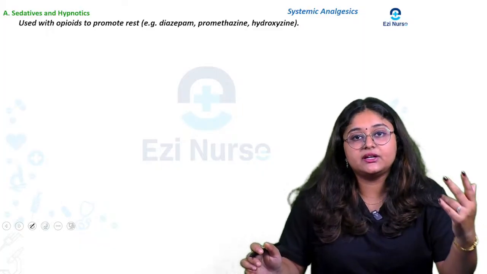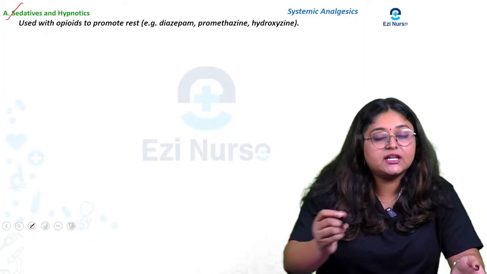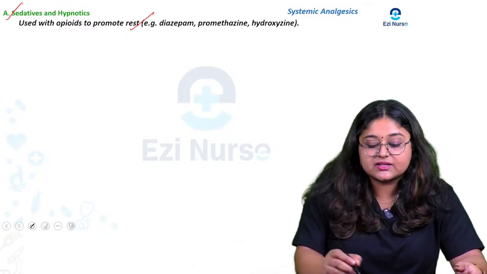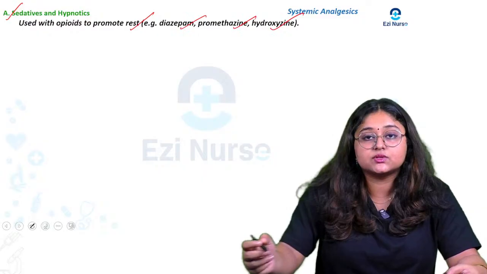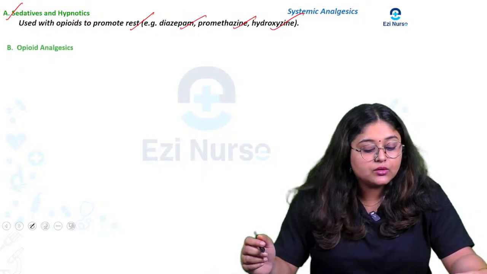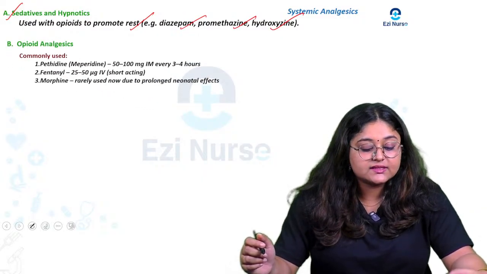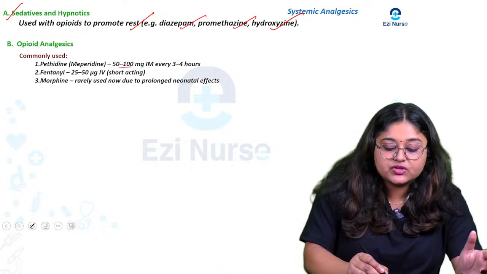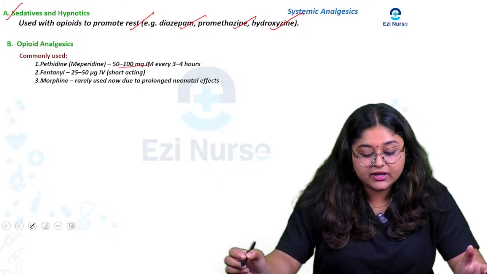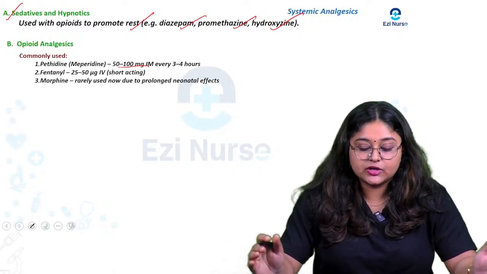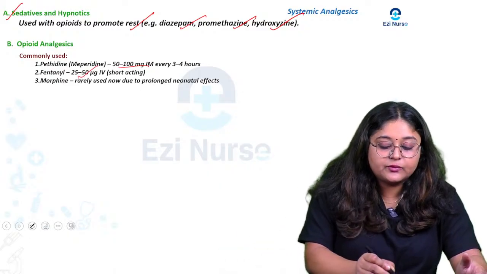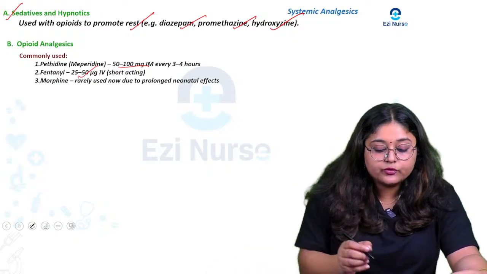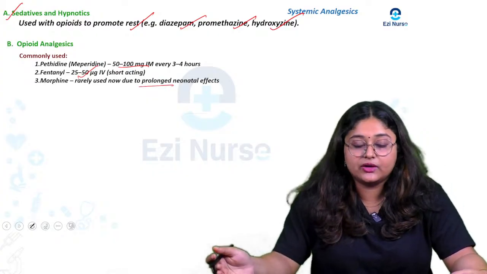Under that there are two categories. First is sedatives and hypnotics, which are used with opioids to promote rest, like diazepam, promethazine as well as hydroxyzine. Now come to opioid analgesics. Commonly used examples are pethidine or meperidine, which is given 50 to 100 mg IM every 3 to 4 hours, and fentanyl 25 to 50 microgram through IV, which is short acting, and morphine, which is rarely used due to prolonged neonatal effects.